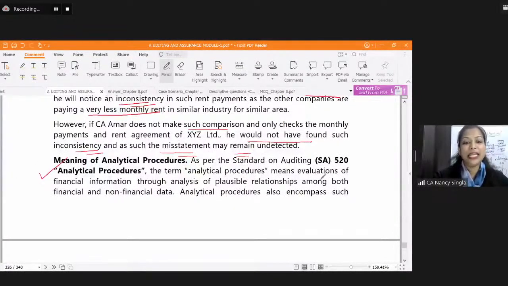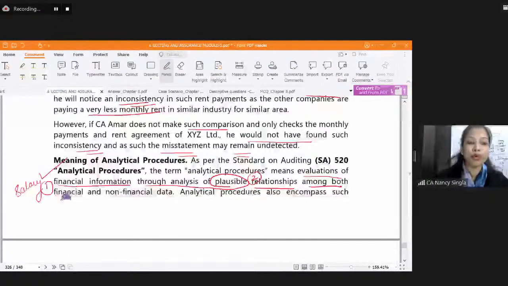See, try to break this definition. Evaluation of what? Financial information. I gave you an example of what? Total salary. How? Through analysis of plausible relationships, possible or believable. This is our second point. Between, that is among, both financial and non-financial data.